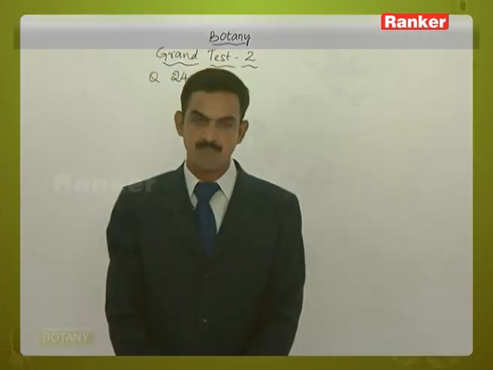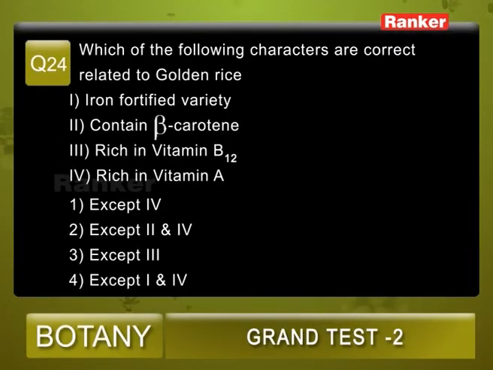Question number 24. Which of the following characters are correct related to golden rice? 1. Iron fortified variety. 2. Contain beta carotene. 3. Rich in vitamin B12. 4. Rich in vitamin A. Options: 1. Except 4. 2. Except 2 and 4. 3. Except 3. 4. Except 1 and 4.